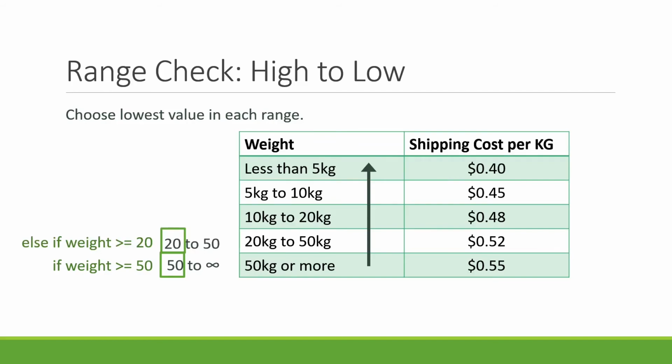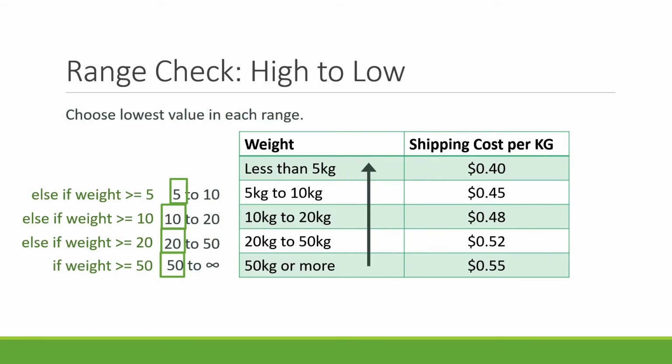My next range is 20 to 50 kilograms. The lowest value in this range is 20, and it includes 20, so my condition would be weight greater than or equal to 20. My next range is 10 kilograms to 20 kilograms, and the lowest value is 10, so my condition is weight greater than or equal to 10. Then the next range is 5 to 10 kilograms, and the lowest value would be 5, so I would use weight greater than or equal to 5.